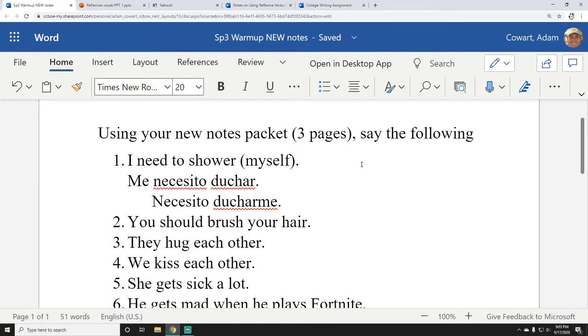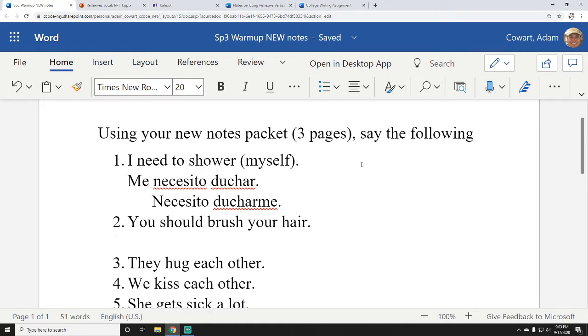Again, I want to emphasize that the second way is the way that you would always hear native speakers say this. There are exceptions, but typically when someone's speaking Spanish, they like to get it out. Whatever flows better, maybe is a little bit faster. So if you want to sound more like a native speaker, go with the second one. Necesito ducharme. I need to shower myself.